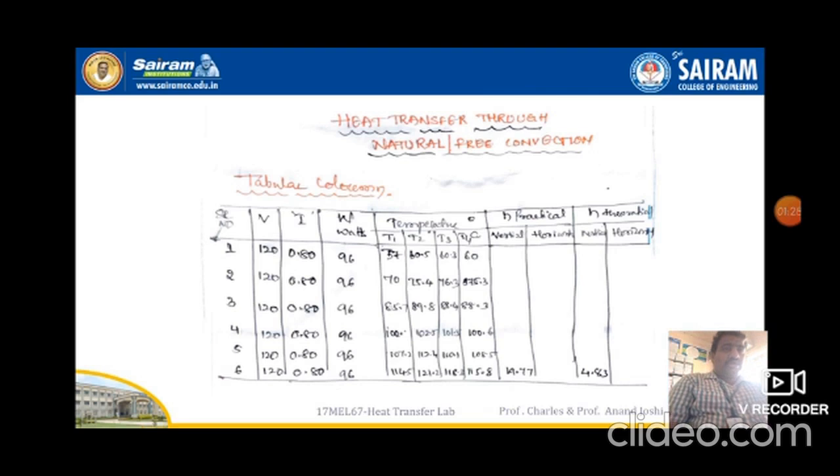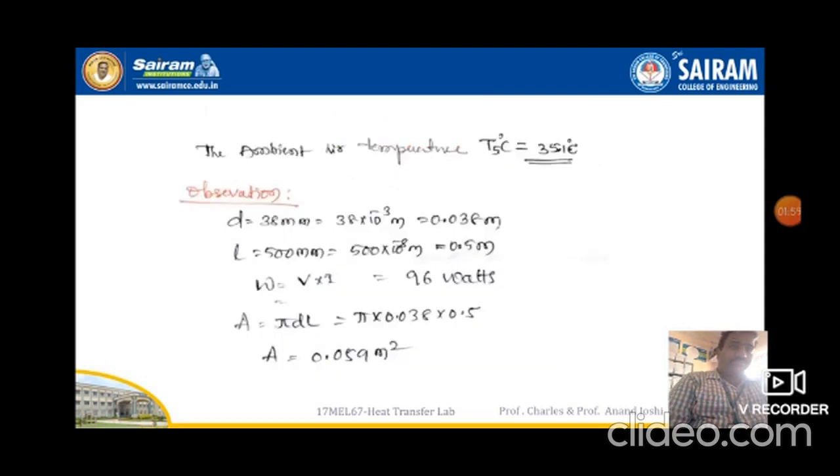That is the first reading. Similarly, you have to take a set of readings, up to 5 or 6 sets. I'll read out the one I consider for the calculation. The last one is 120 volts and 0.8 amperes, power 96 watts, and temperatures are 114.5, 121.2, 118.3 and 115.8. These are the values we got during the experiment. The ambient temperature, T5, is 35 degrees centigrade.